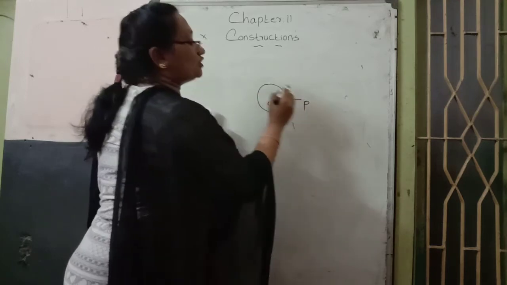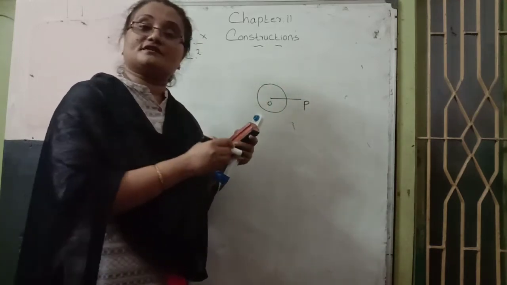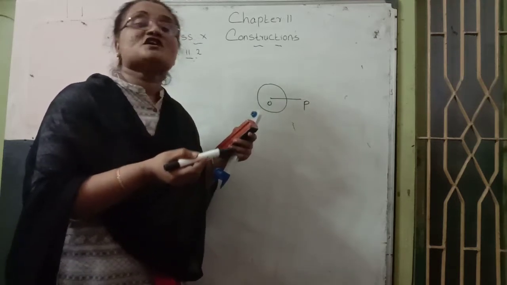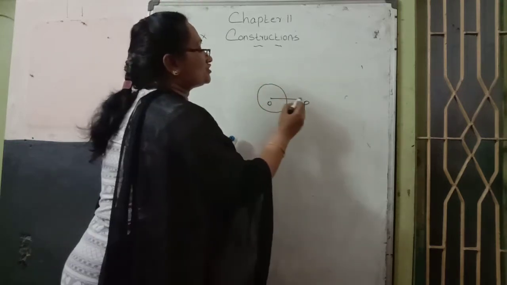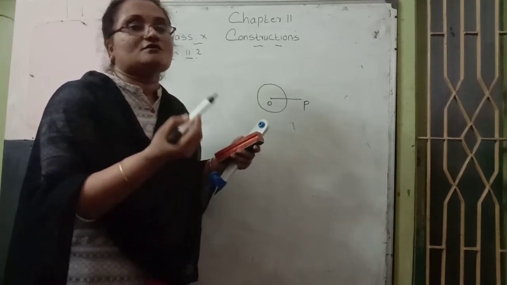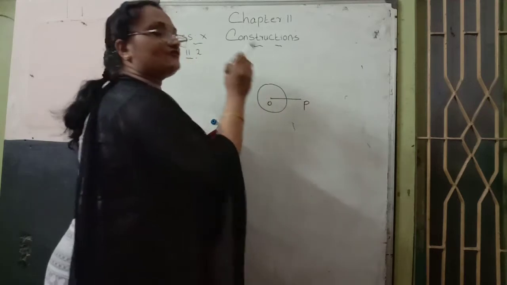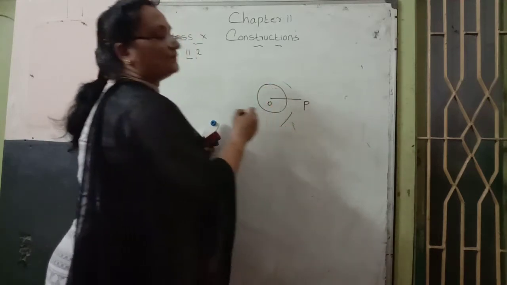Take the distance between O and P. Draw the perpendicular bisector. In class you also learned how to draw the perpendicular bisector. Take more than half. Suppose OP is 10 centimeters, then half of 10 is 5, more than half becomes 5.5. Using 5.5 centimeters, with O as center, draw arcs up and down.